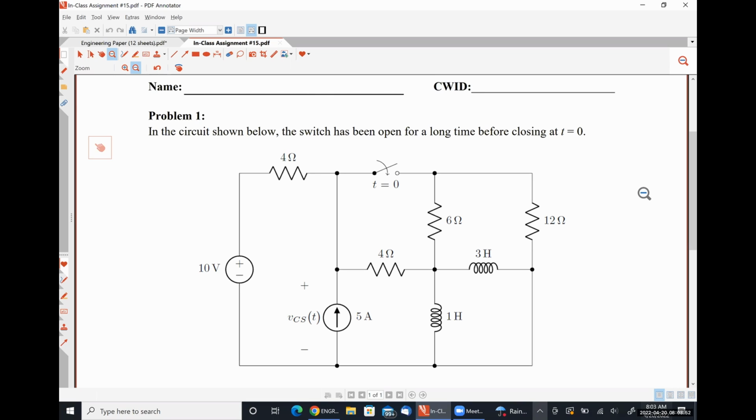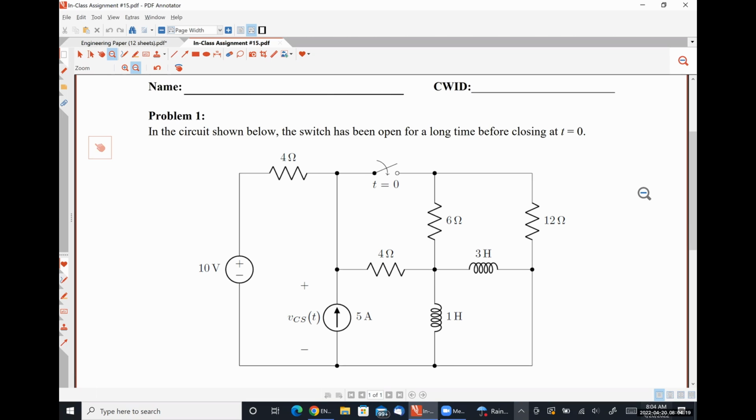So with regards to this in-class assignment problem, you are asked specifically to determine the voltage drop over the current source as a function of time. Okay? And you can use the methods that we've introduced in class over the past couple lectures to do this.